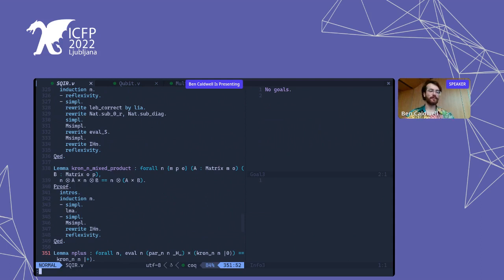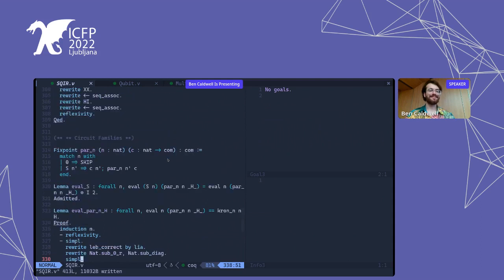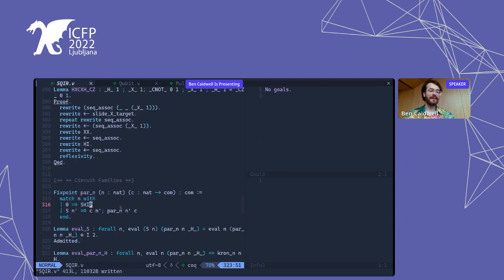But that is absolutely something we could do. It is possible to do some proofs about parameterized circuits. This is technically a parameterized circuit. It says run n copies of this in parallel, and then we prove that it is indeed equivalent to a large tensor product. Yes. So we do have that, and we can take a look at this.